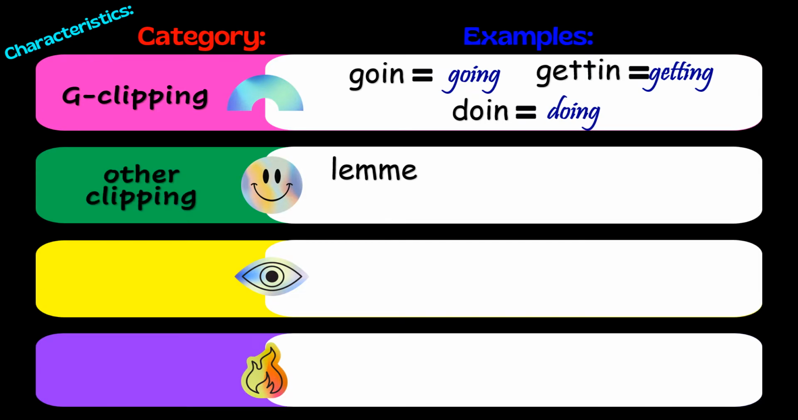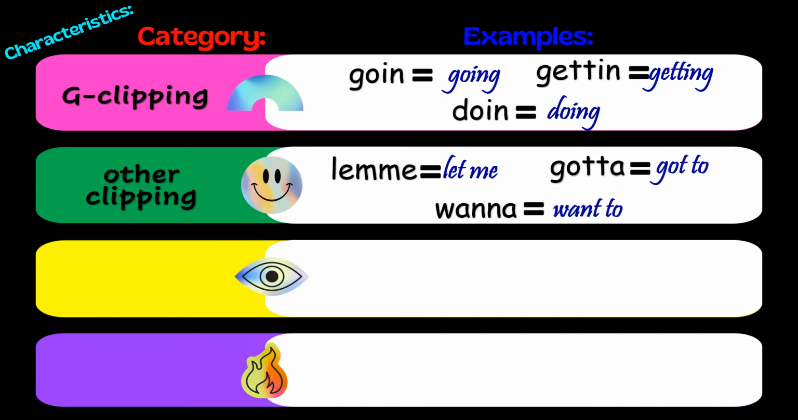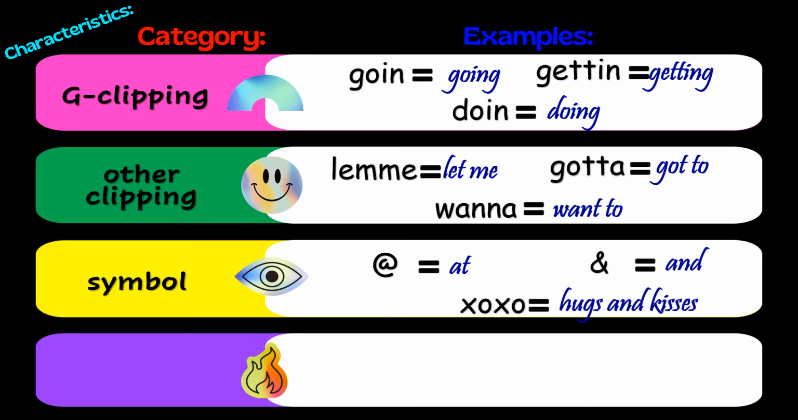Other clipping: lemme, gotta, wanna. This means let me. This means got to. This means want to. Symbol: @, &, XOXO. This means at. This means and. This means hugs and kisses.